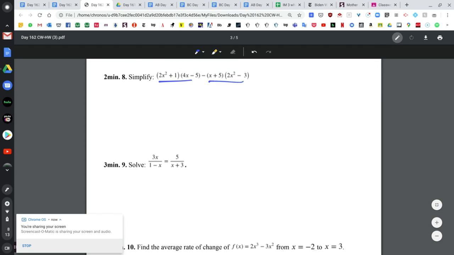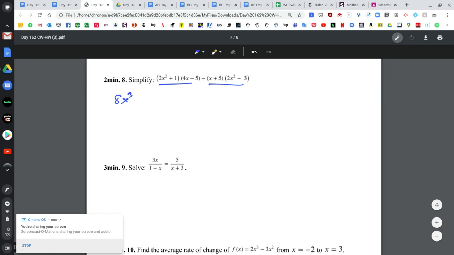So I'm going to do that on the side, okay? We'll just FOIL it out. So 2x squared times 4x is 8x cubed. 2x squared times negative 5 is negative 10x squared. Watch your signs. And then 1 times 4x is 4x, and then 1 times negative 5 is negative 5. So that's over there. I'll do the same thing for the right expression.